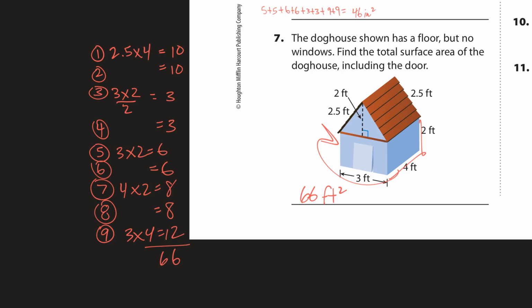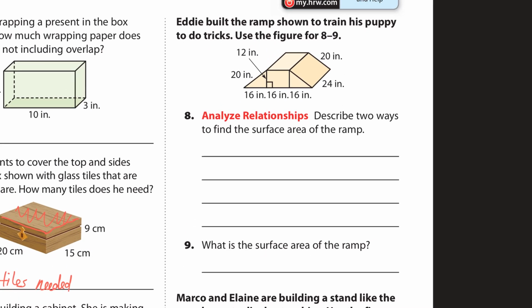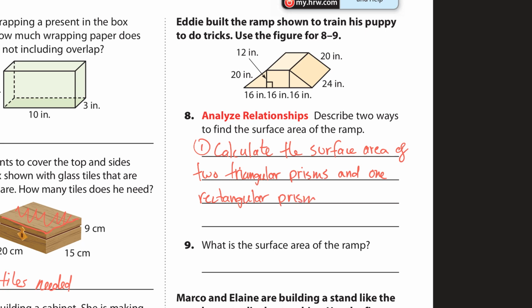Okay, let's move on to the next one, which is over here. Number 8. Describe 2 ways to find the surface area of the ramp. Okay, well, let's go with one way. I'll call it 1: calculate the surface area of 2 triangular prisms and 1 rectangular prism. So what I'm saying is you take the surface area of this triangular prism and the other triangular prism and then add to that the surface area of the rectangular prism.